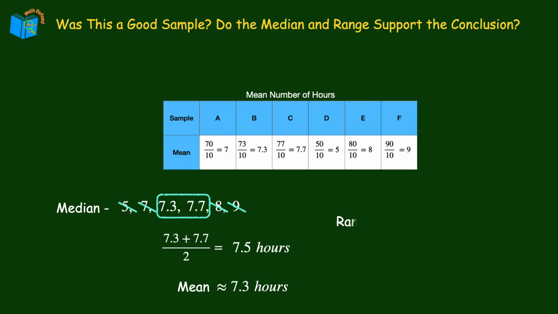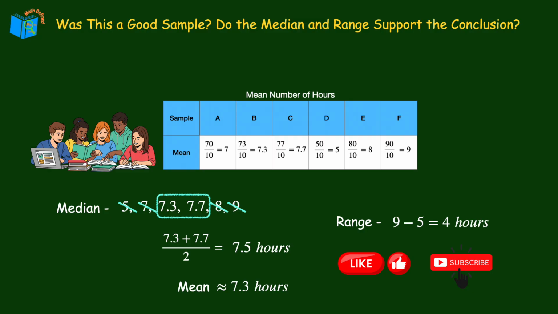Now let's find the range of the means. 9 minus 5 is 4 hours. 4 hours shows us that there is some variation between schools, but the values are not extremely spread out. The mean estimates were centered around 5 to 9 hours. A variation of 4 hours is reasonable, so the conclusion that high school students in your school district study about 7.3 hours per week is supported. So while the result isn't exact, it's still a reliable estimate.